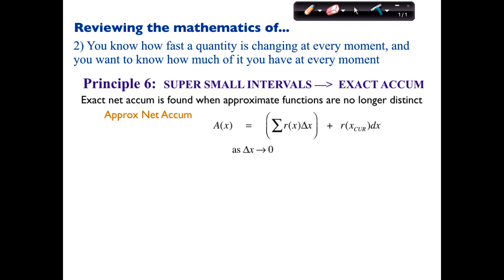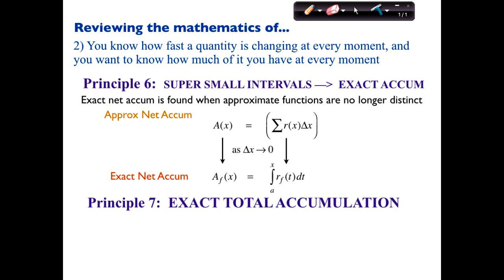So as delta x, our interval size, gets really, really small, then our partial just becomes like the last completed interval. All right? And then we rewrite this in this new form, the integral from a to x. So a can be any starting value now. And we're going to accumulate at every rate because our intervals are so small. So that's the whole function. So that's our exact net accumulation.